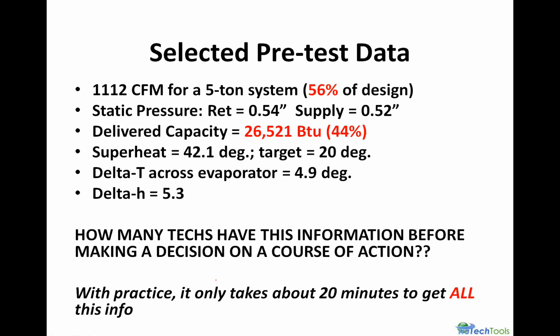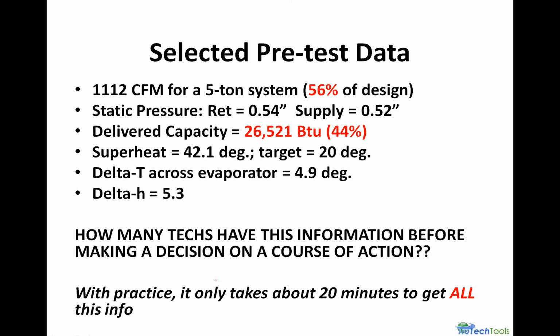Now, the interesting thing is you go out to the system, and the suction line's cold, the liquid line's warm, there's cold air coming out of the registers. But again, if we don't measure the quantity of cold air, we don't measure the BTUs coming out, how do we know how much is there, right? And this is where it's so important. We had 42 degrees of superheat. The target was 20, so we had high superheat.